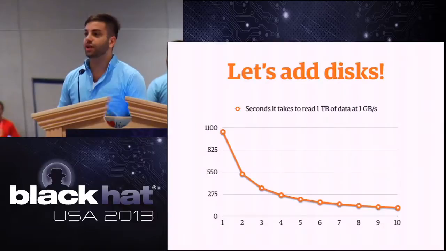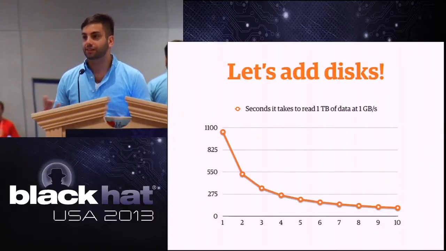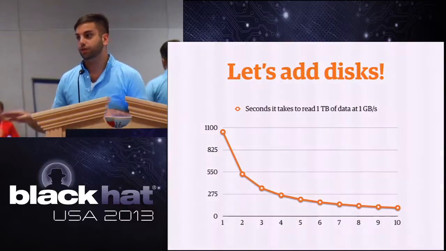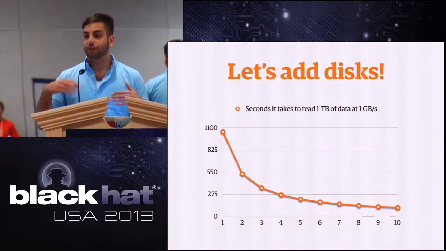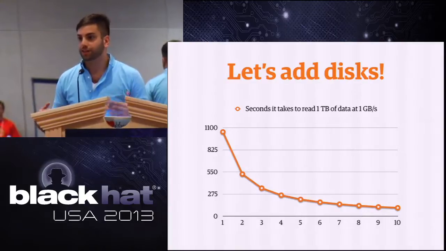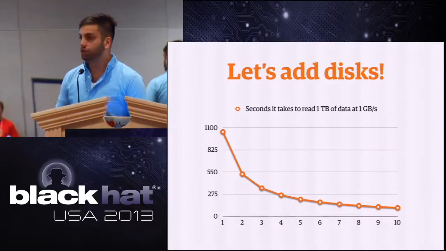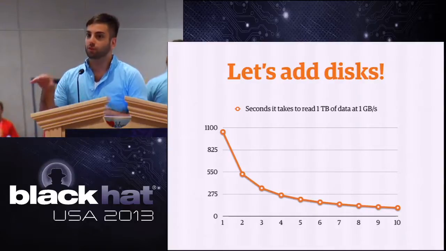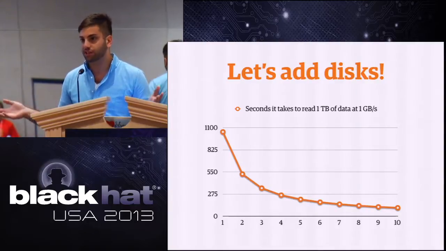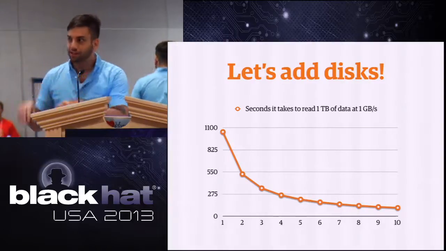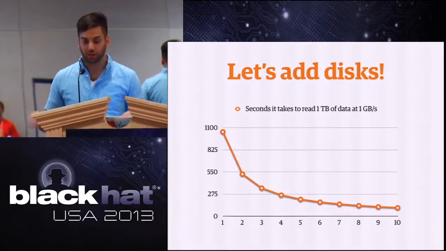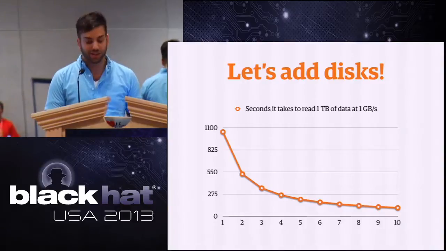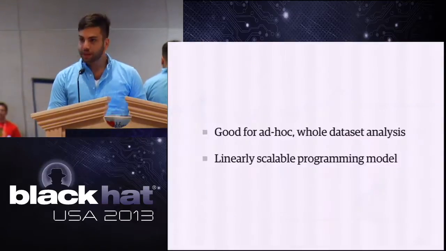So the idea is, let's say you have a terabyte of information and it takes n seconds to read it off of a hard drive. If you take that data and split it across 10 hard drives and read it concurrently, you can read it 10 times faster. It's a linearly scalable programming model. So the more disks you add, the faster you can read all this data. You can split them across the array of disks. So that sounds great. That's really cool.